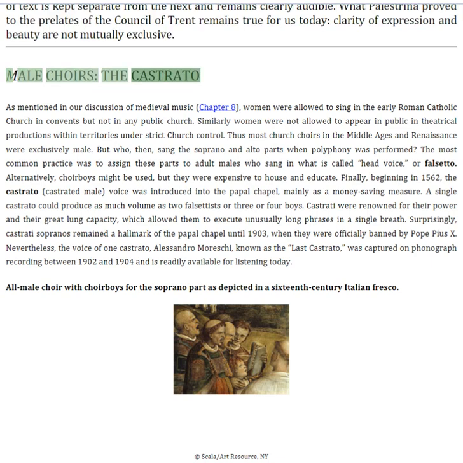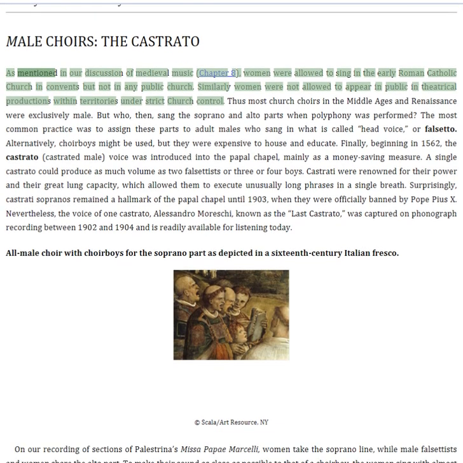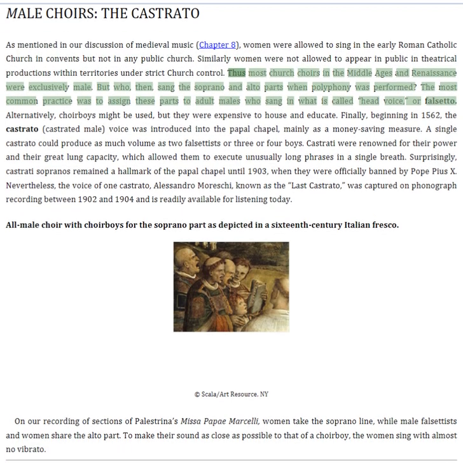Male choirs, the castrato. As mentioned in our discussion of medieval music, women were allowed to sing in the early Roman Catholic Church in convents but not in any public church. Similarly, women were not allowed to appear in public in theatrical productions within territories under strict church control. Thus most church choirs in the Middle Ages and Renaissance were exclusively male. But who, then, sang the soprano and alto parts when polyphony was performed?